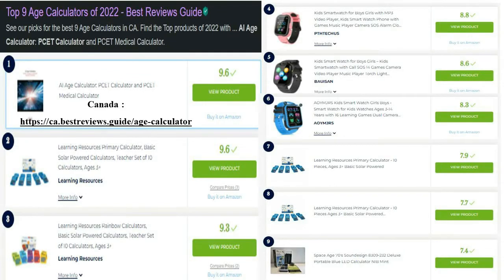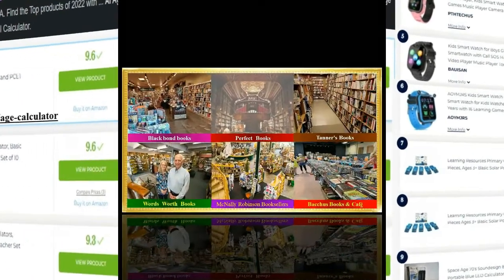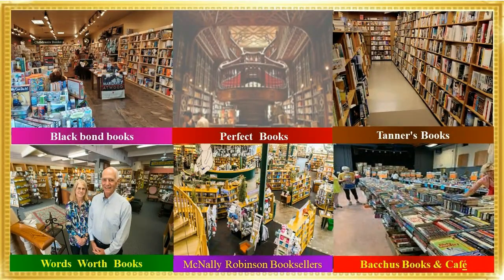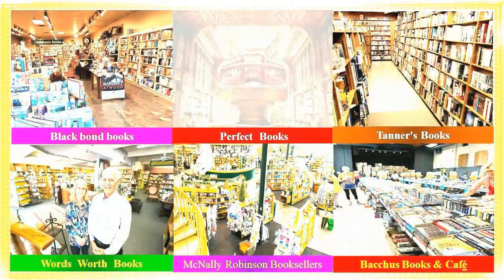IEH Calculator, PCET Calculator and PCET Medical Calculator. Top products in Canada. Age Calculator. Best Review Guide. May 2022. Bookshops sell IEH Calculator, PCET Calculator and PCET Medical Calculator in Canada, such as Black Bond Books, Perfect Books, Tanner's Books, Wordsworth Books, McNally Robinson Booksellers and Bacchus Books and Cafe.